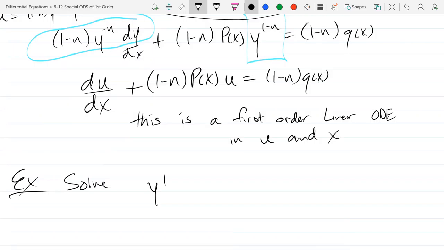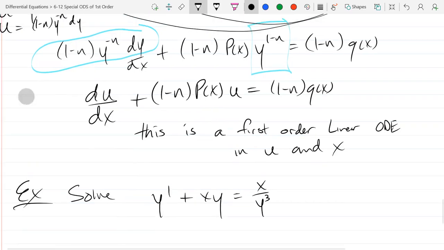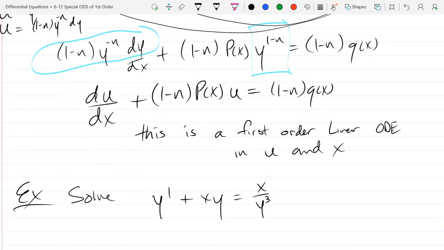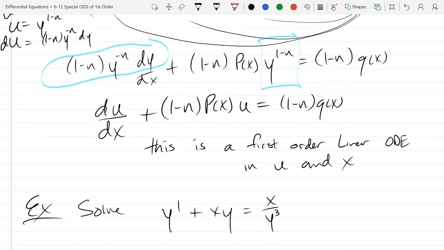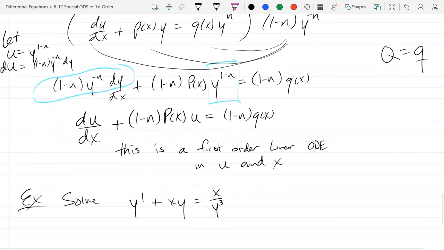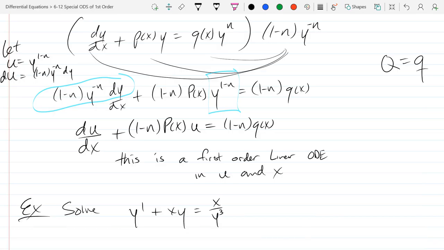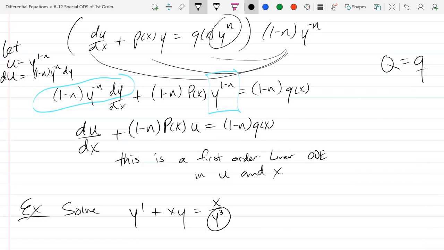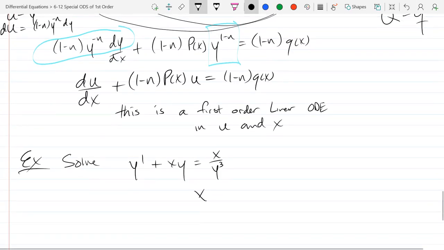Solve y prime plus xy equals x over y cubed. So step one, get in the right form. Almost in the right form. The only thing preventing it is we need to write y to an n power, not 1 over y to the n power. So the only thing that's wrong is y is in the denominator. y is supposed to appear as a product. So all I do is force it to be a product. x y to the negative 3, right there. So we just forced it.